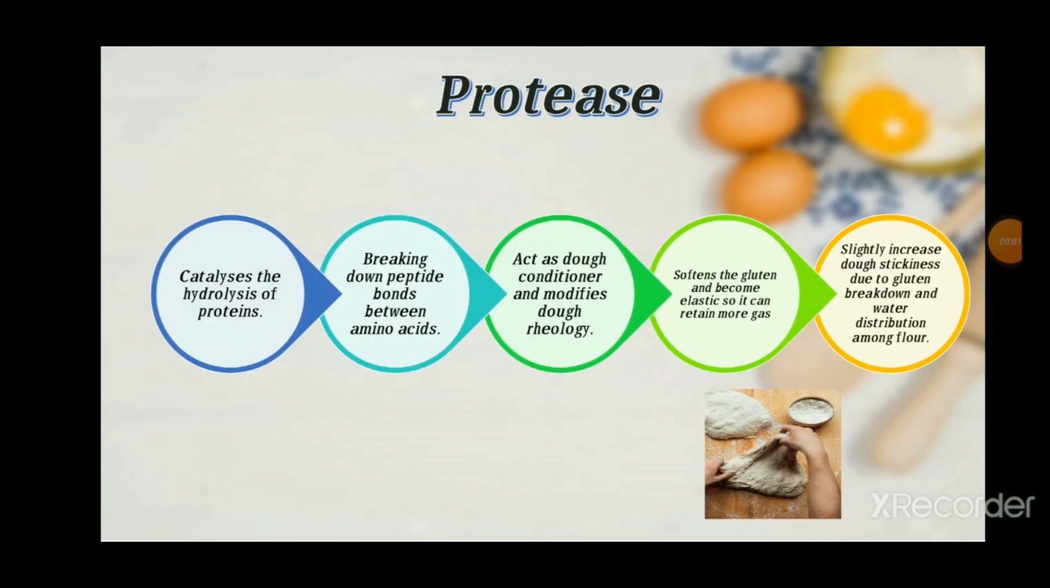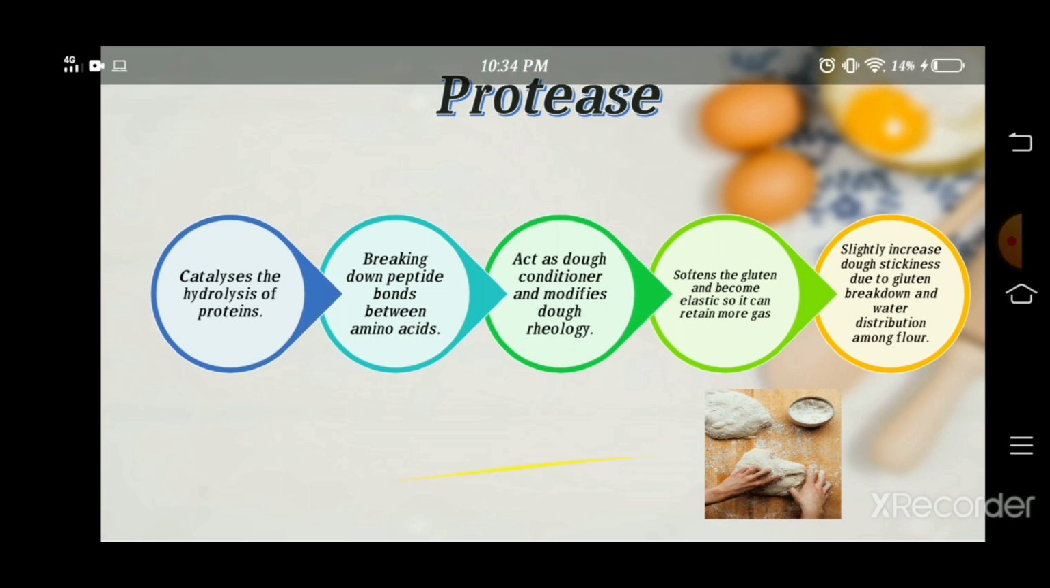Protease. Protease catalyzes the hydrolysis of protein, breaking down peptide bonds between amino acids. Protease acts as a dough conditioner and modifies dough rheology. It softens the gluten and makes it elastic so it can retain more gas. It slightly increases dough thickness, gluten breakdown, and water distribution among the flour.